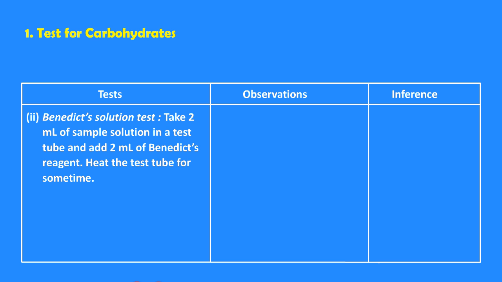Benedict's solution test: take 2 ml of sample solution in a test tube and add 2 ml of Benedict's reagent. Heat the test tube for some time. Red precipitate: carbohydrates present.